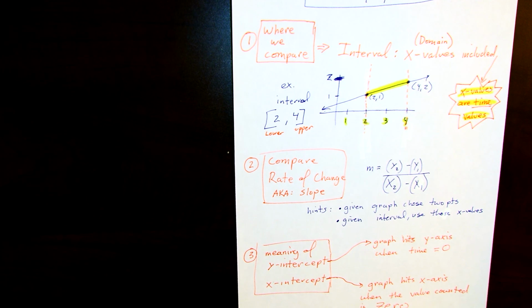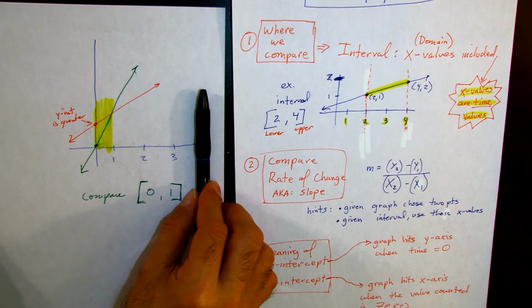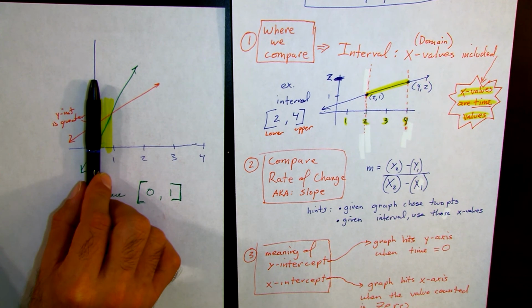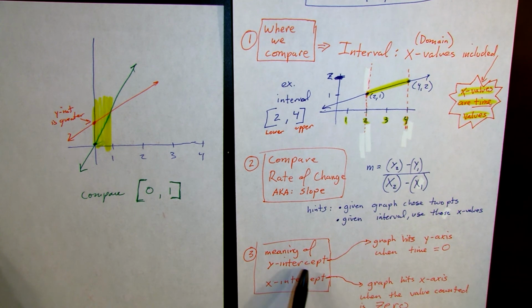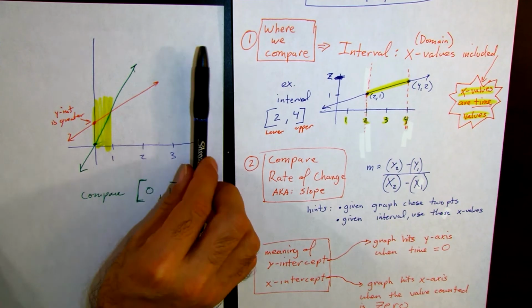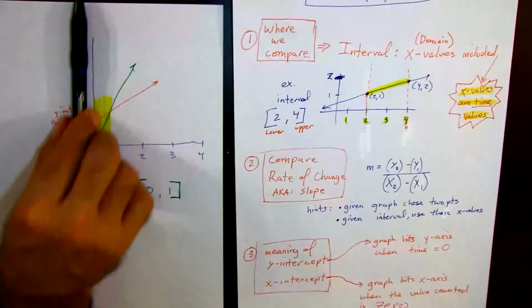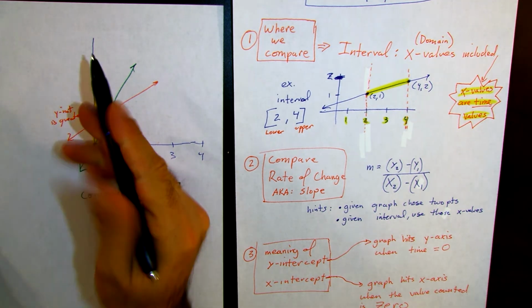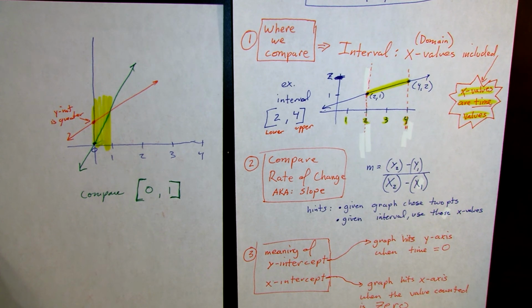When you're assessing the Y-intercept, what you're really assessing is what is going on when time is 0. When time is 0, you're on your Y-axis. So the graph hits the Y-axis when time is 0. The X-intercept is where the graph hits the X-axis, when the value counted is 0.